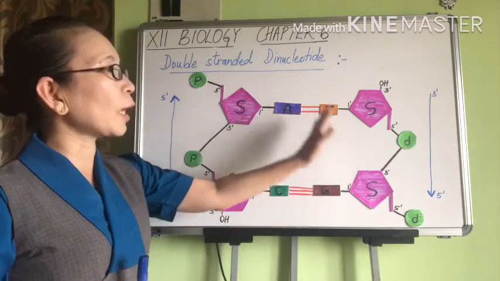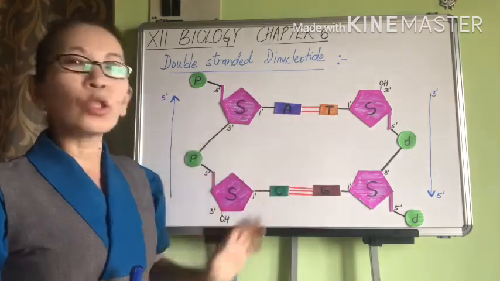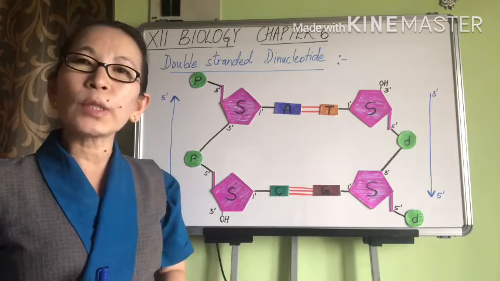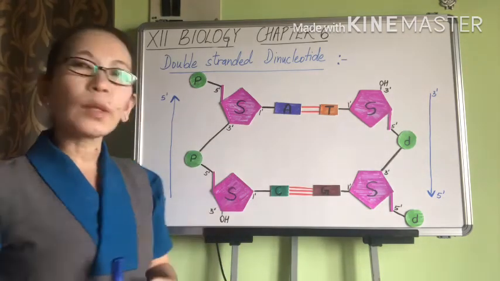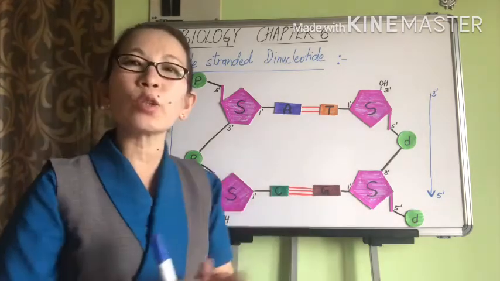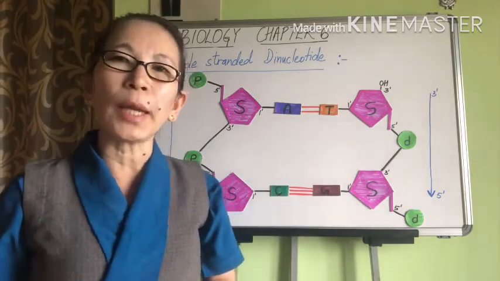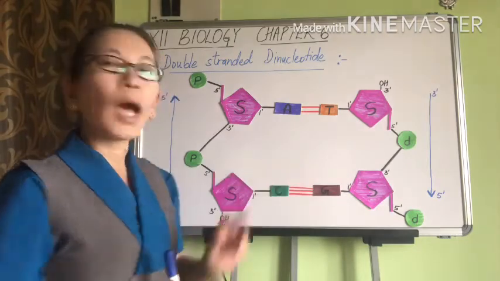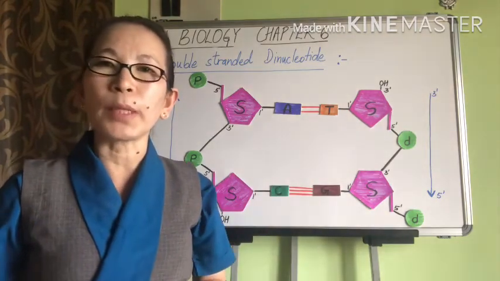So this is how we can figure out all the different components of the nucleotides, how the polynucleotide chains are constructed, and how the two polynucleotide strands in the DNA are held together by means of hydrogen bonds between the complementary base pairs.